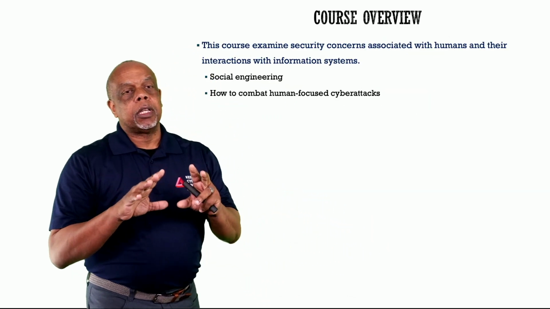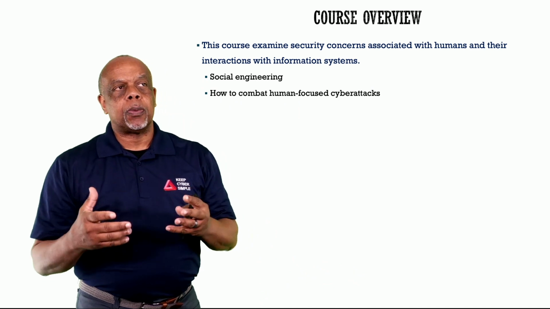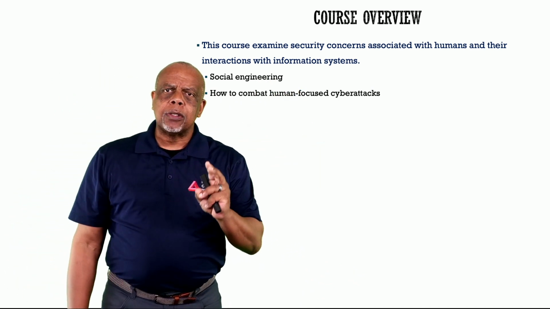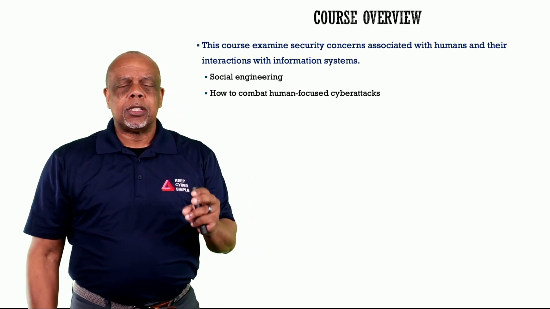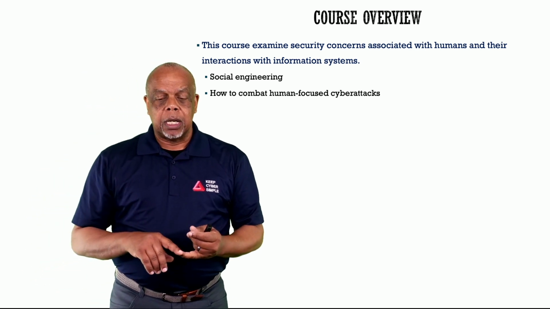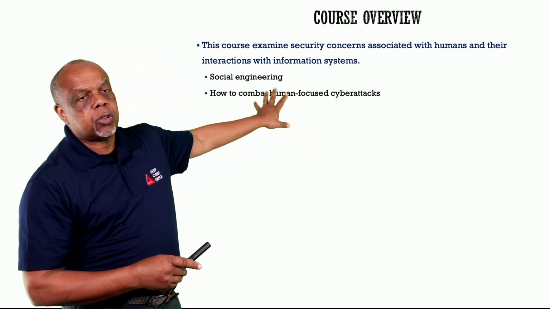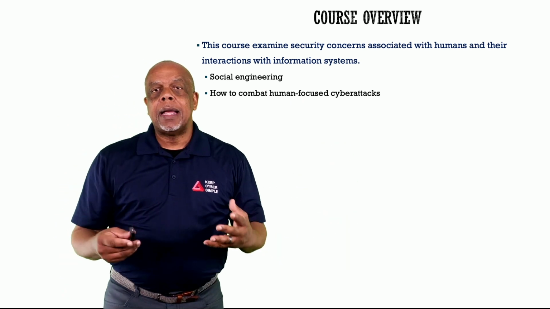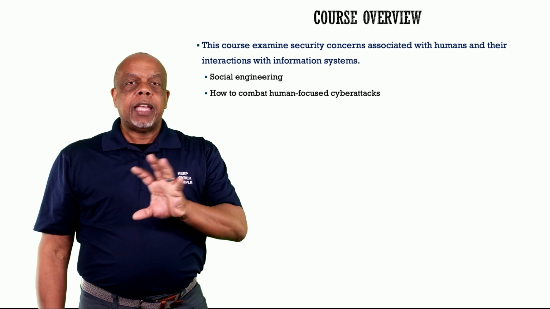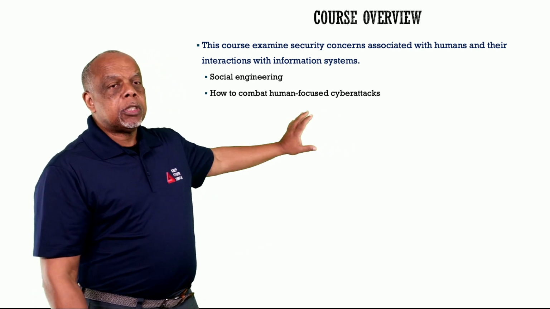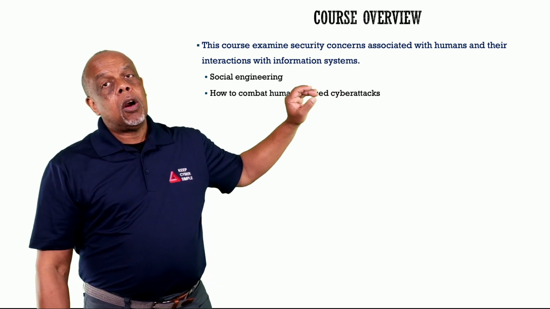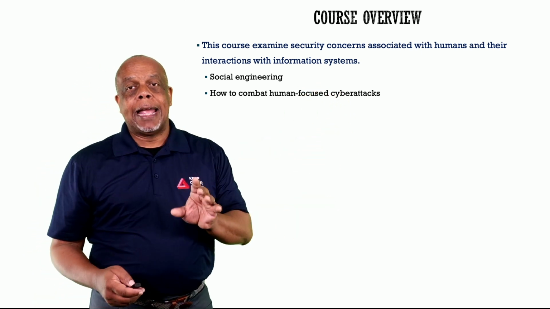Now, this course, when we look at it from an overview, what's the goal? What's the purpose? Like it says here, it's really to examine some of the human factors associated with information systems, and how we as humans interact with information systems, especially when it comes to cyber crimes and things such as social engineering, and how we can combat some of the human-focused cyber attacks. The technical stuff is great, but at the end of the day, most of the exploits we see start with some type of human-focused or human-based activity.